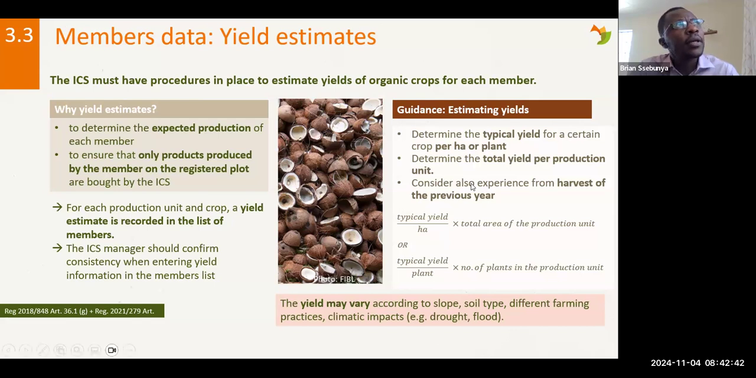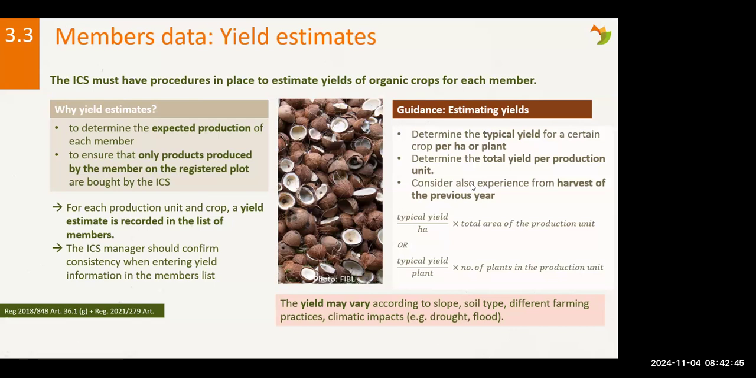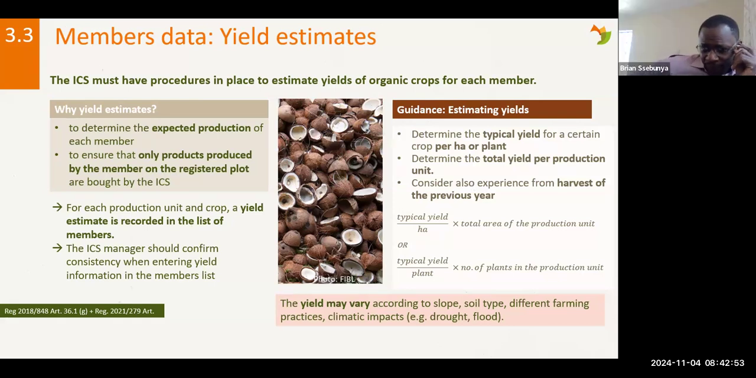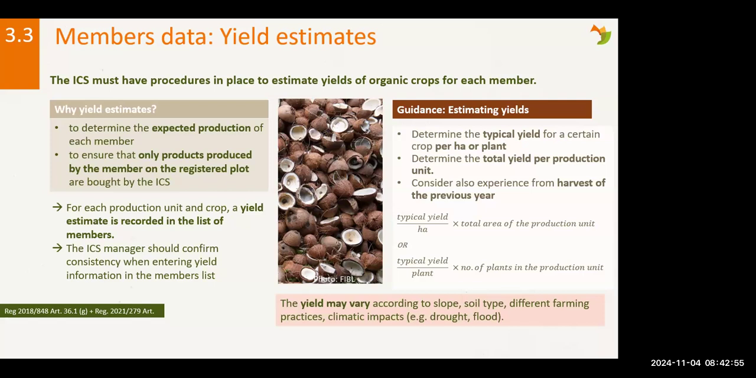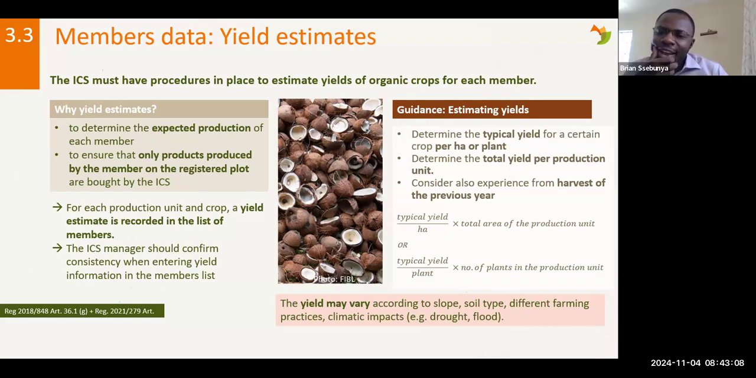I would want you to elaborate on the mathematical formula for yield calculation as it's being shown on your page: typical yield over hectare times total area of the production unit, or typical yield over plant times number of plants. It's quite confusing. So if you can elaborate and show us how it is done.